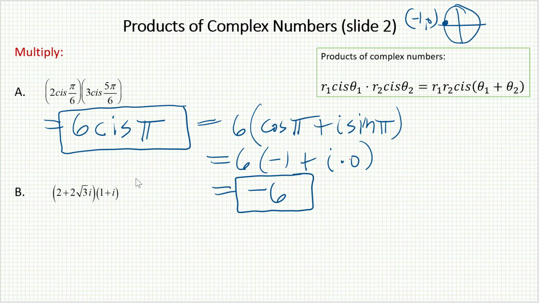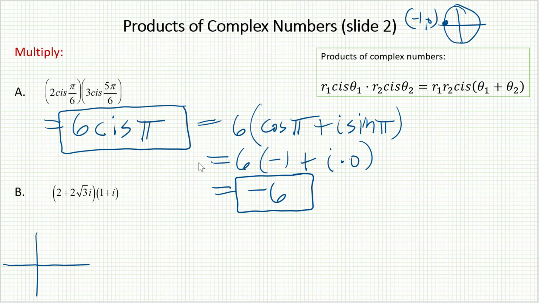Example B is going to require a little bit more work because, of course, the original numbers themselves are not in trig form. Of course, there are ways of finding products in standard form, but our purpose is to use trig form. So I'll need to convert these two numbers into trig form, and then we can carry out the same formula that we just used.